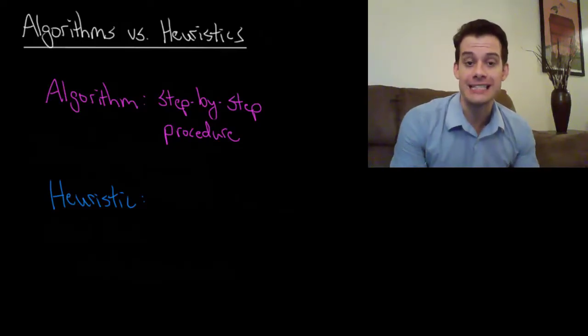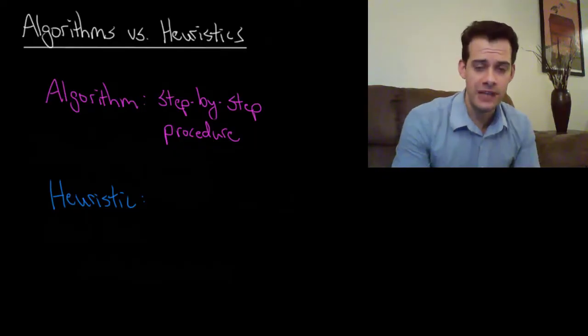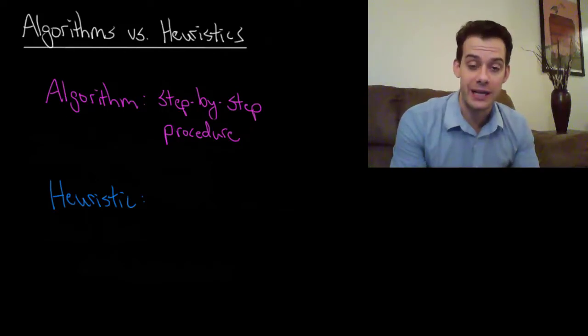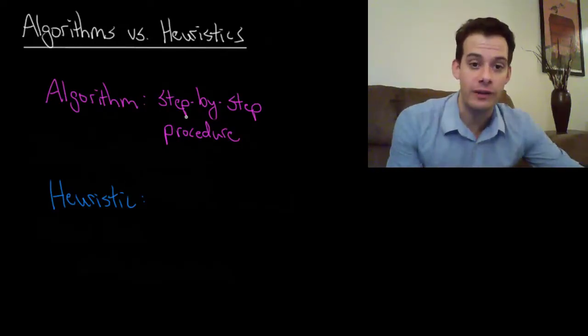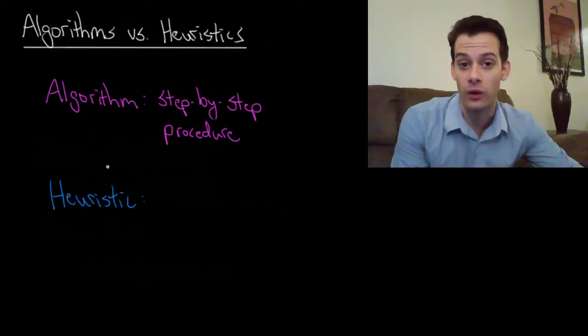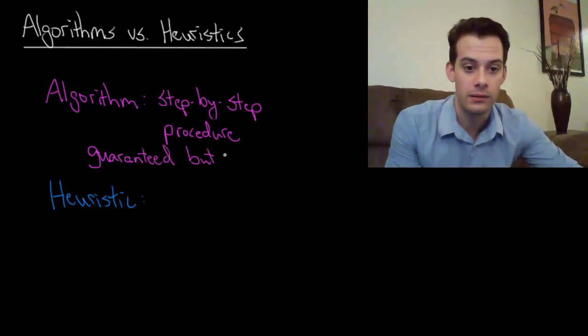Well, an algorithm is a step-by-step procedure for solving a problem. Now, the downside of an algorithm is that it tends to be slow because we have to follow each step. We have to move through the process. But on the positive side, an algorithm guarantees that we'll get to the solution. If we can follow all the steps, then we will find the solution to the problem. So an algorithm is sort of guaranteed to work, but it's slow.